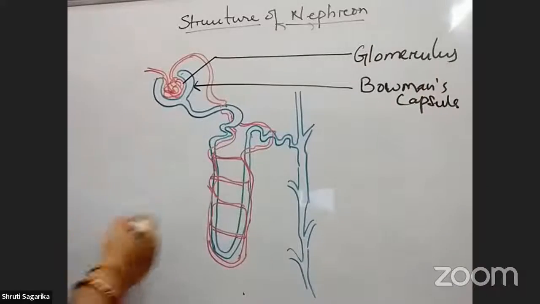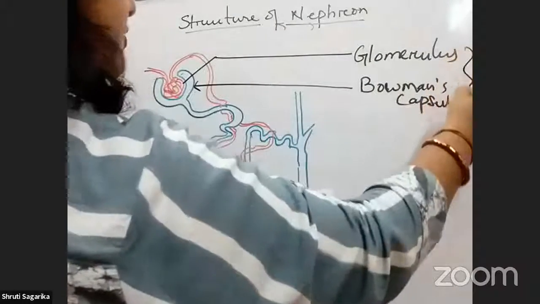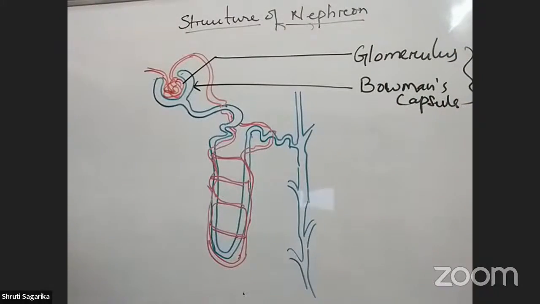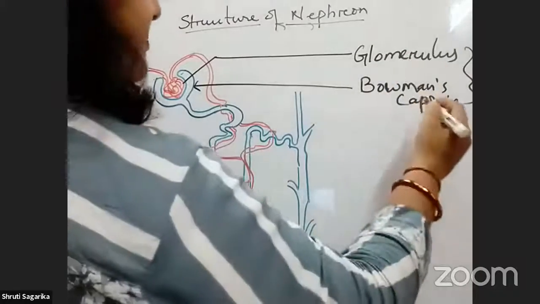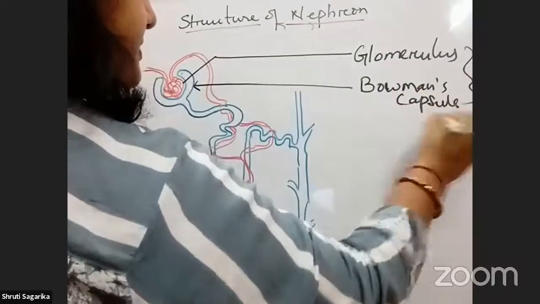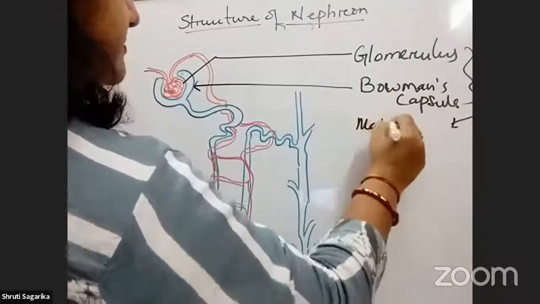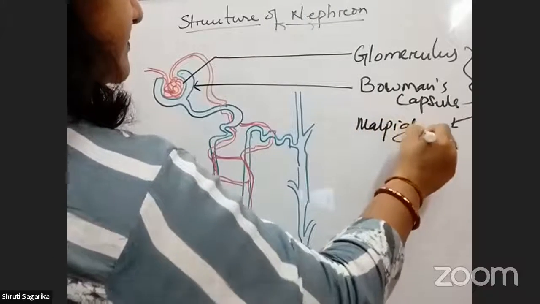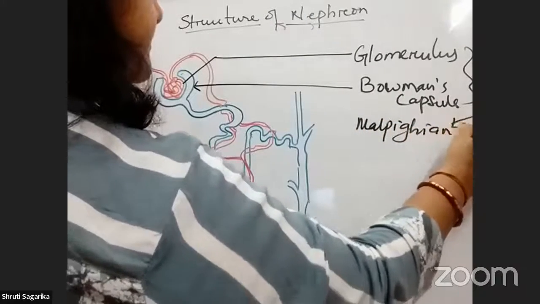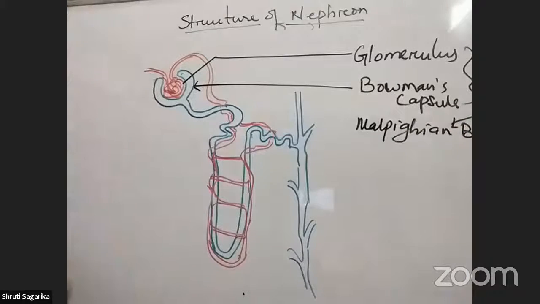Okay. And combinedly, what are these two called? Malpighian body. These are called the Malpighian body.